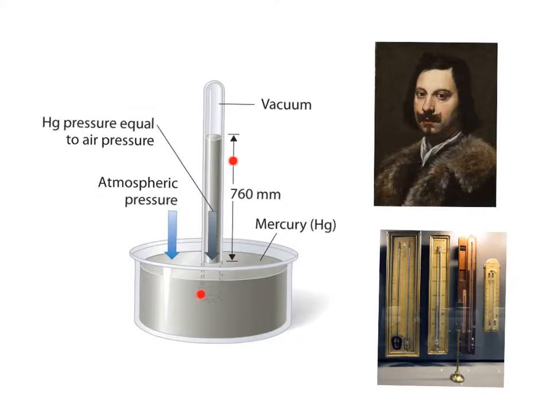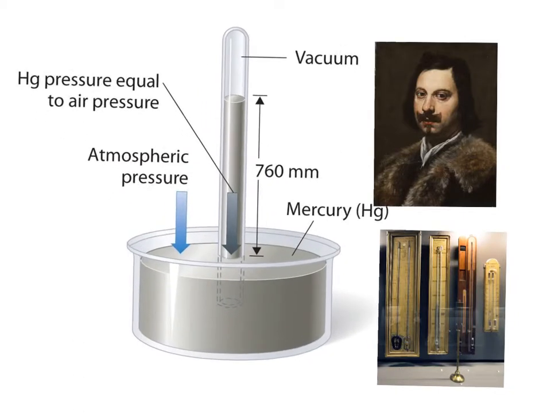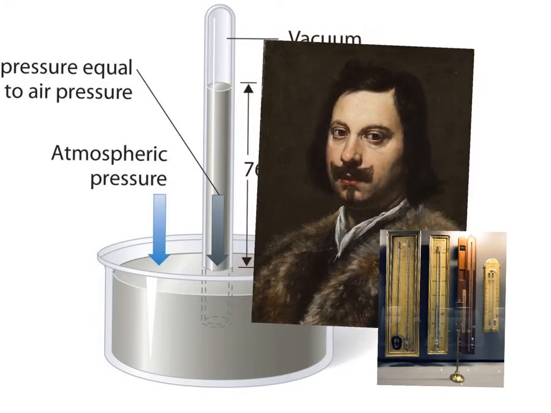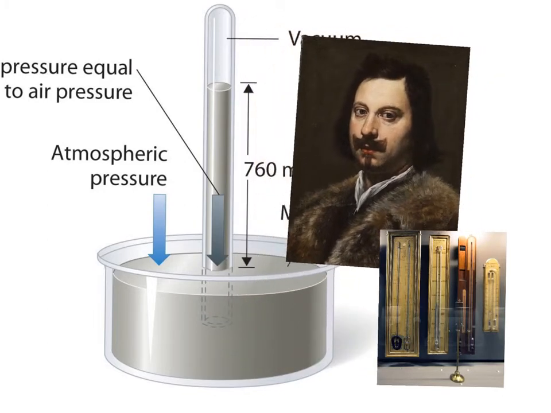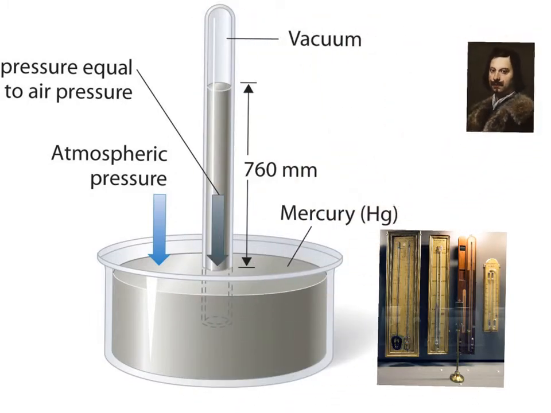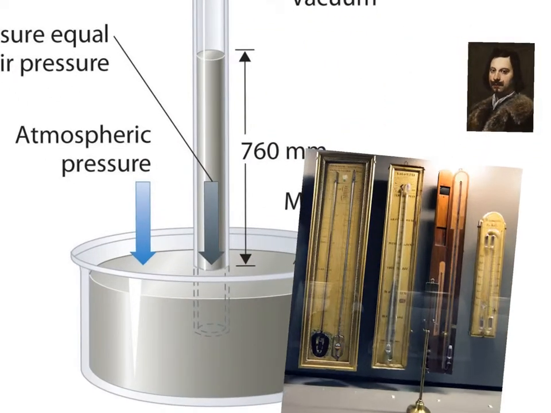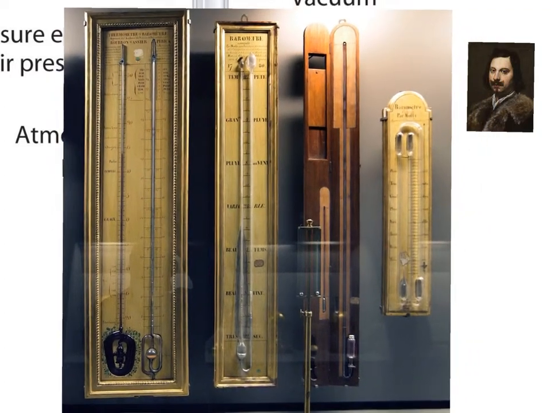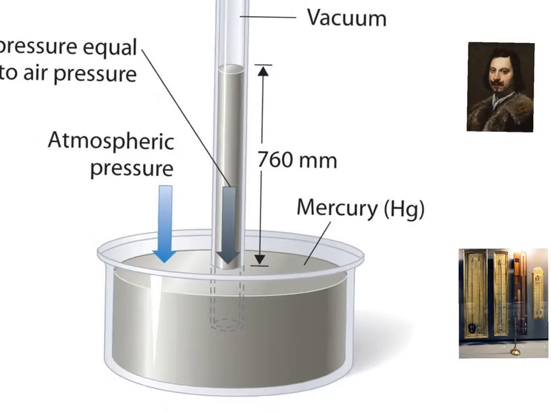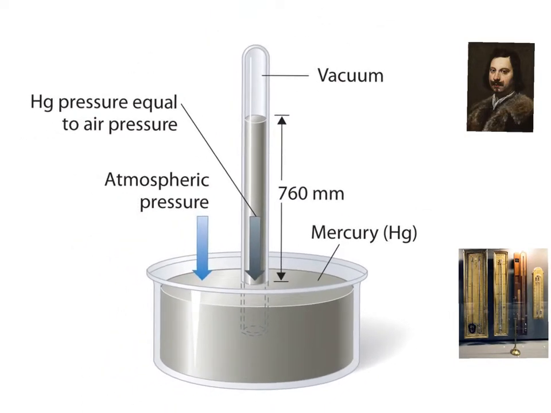So here's an image of a barometer. This is Evangelista Torricelli, and he's got a cool mustache. But he's the guy who invented the barometer. These are images of old barometers and what they actually look like. So these are designed to measure air pressure. This diagram does a good job of explaining what's going on.